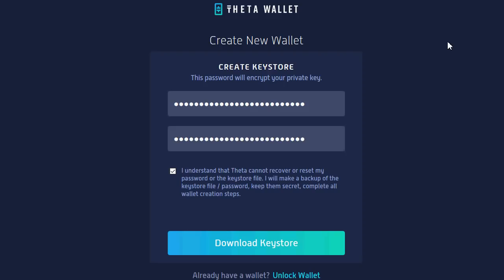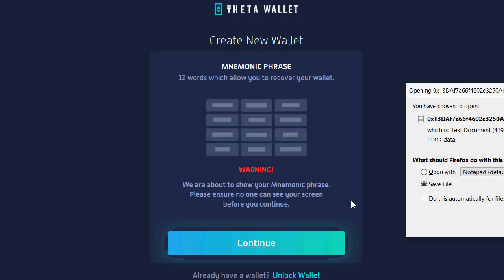But in doing so, you are at 100 percent complete ownership. Nobody can take it away from you. And even with the password, people are going to need the private key. So in here, you would push download key store file, and that would come up.